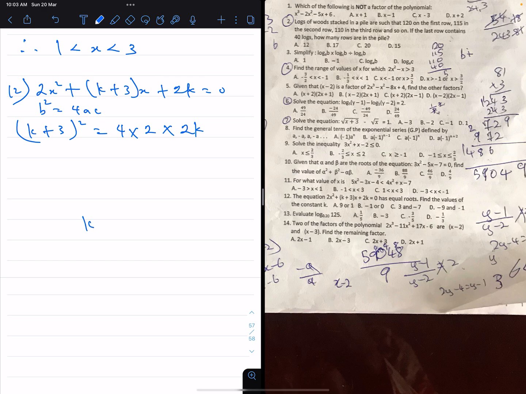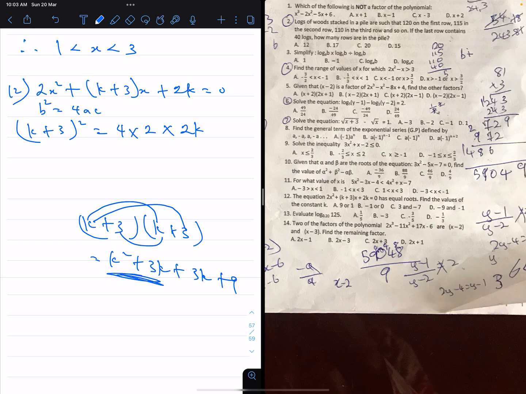What's (k plus 3) squared? I've taught you the square of a sum. k squared plus 3k plus 3k plus 9. That would be k squared plus 6k plus 9. So the answer is k squared plus 6k plus 9. Beautiful. k squared plus 6k plus 9 equals what?